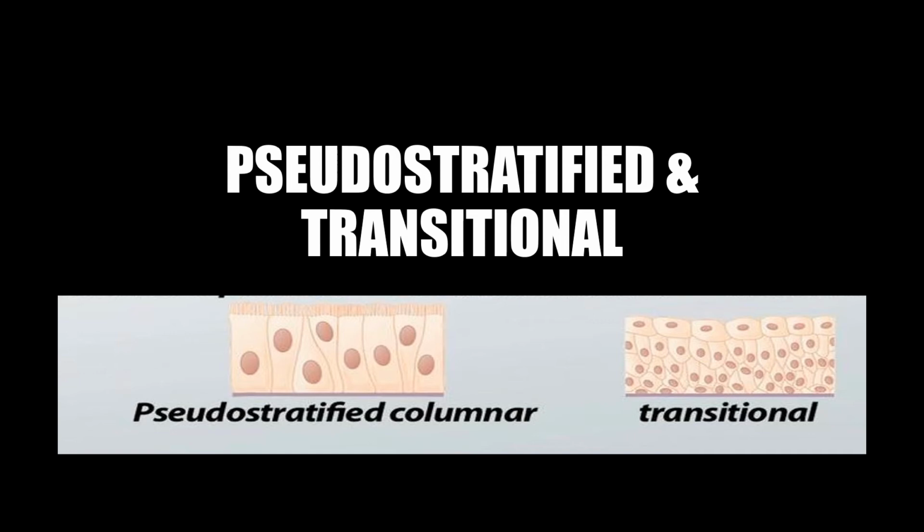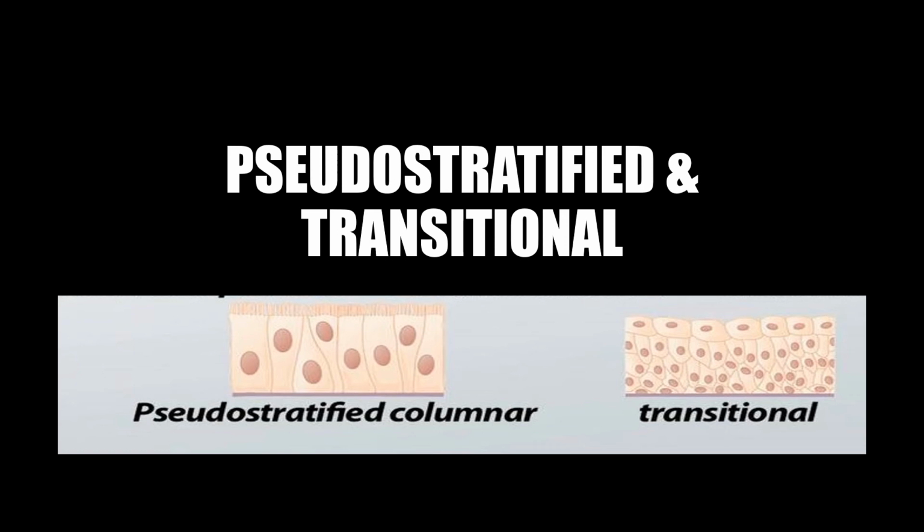The pseudostratified, the nuclei appear to be at different levels or at different heights. So it could give you the impression that this epithelium is stratified, but doing some research, if you were to use a microscope, you'll see that all of the cells sit on the basement membrane. So although it appears to be stratified, it isn't. So that's why it's given the name pseudostratified epithelium.